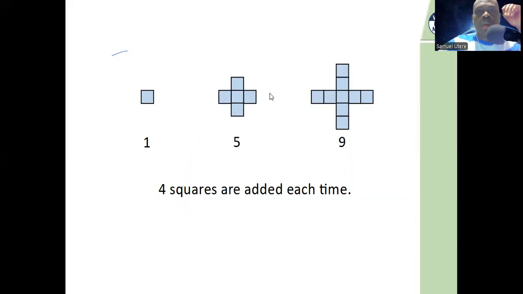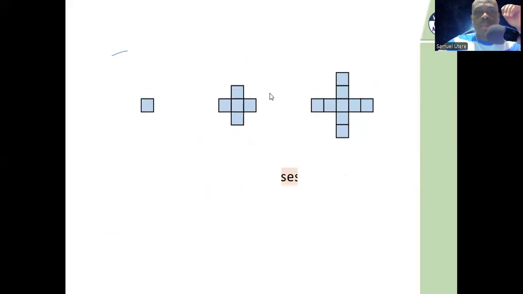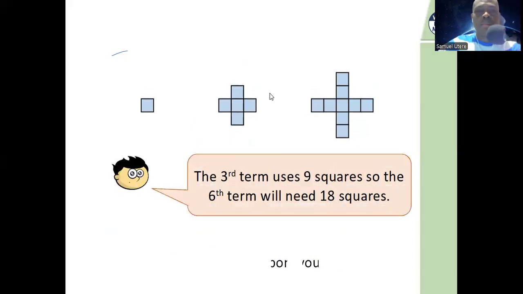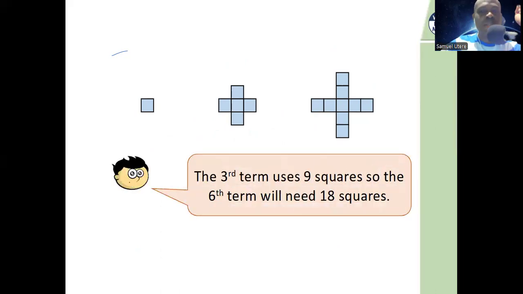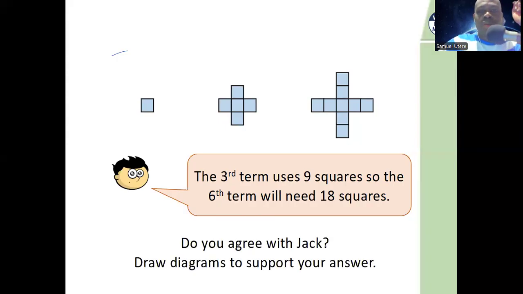Okay, so imagine the third term. So imagine this young man says, oh, the third term uses 9 squares. So the sixth term will need 18 squares. Well, you can clearly see what he's trying to do there, saying, okay, 3 times 3 is 9, so 6 times 3 will be 18. Do you agree with Jack? Do you agree with Jack?